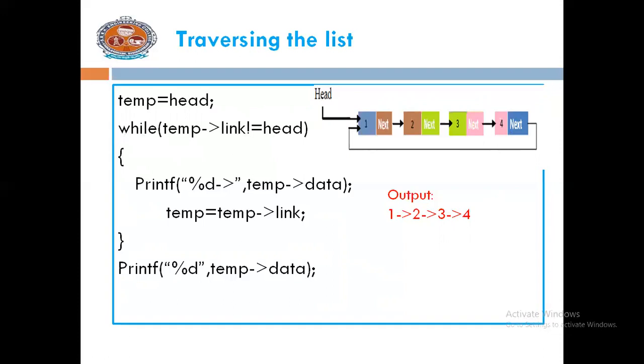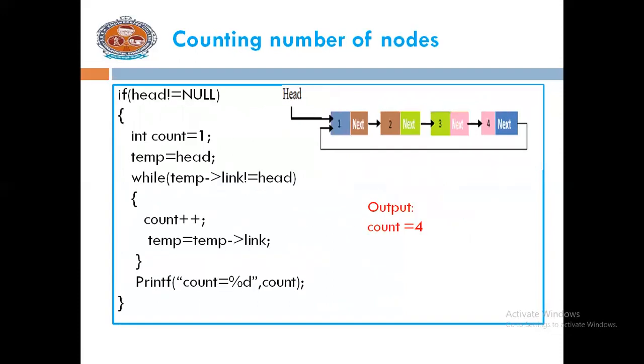So we need to print the last node's data also, not the address. For that, we are writing one more print operation at the end of this code. So here this print line prints the data in the last node. So now the data that gets printed is 1, 2, 3, 4.